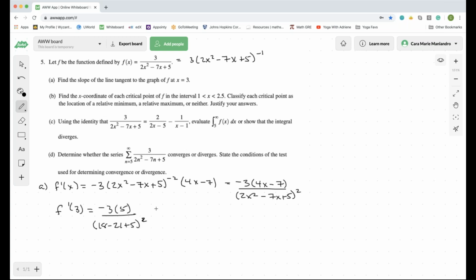If it were me, I would probably leave it at that point. But if we work it out, it's -15 over 4. So again, remember, it's totally okay to just plug it in and leave it. All right, does anybody have any questions on that first one? Okay.